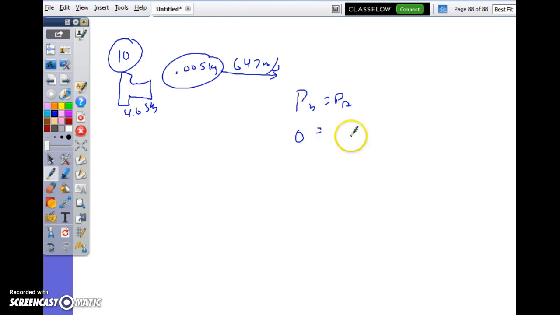Momentum after is 4.65 times whatever its velocity is, plus 0.005. The way I drew it, this would be positive. Could you draw it so it'd be negative? Yes. But I didn't draw it that way, so I'm going to stick with what I drew. Okay, you don't have to keep going. Just want to make sure. So I should get a negative answer of some sort. Are we good with that one? All right. Should be good there.